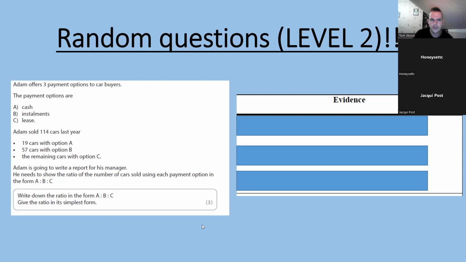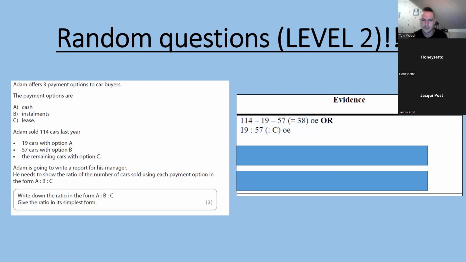What we have to do at first is work out, well, what is option C? And that's just going to be the remainder or the difference. So there were 114 cars in total. If I take away 19 and I take away 57, I'm left with what C is. So C in this case is going to be 38.